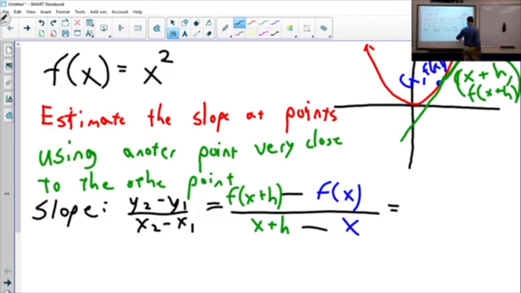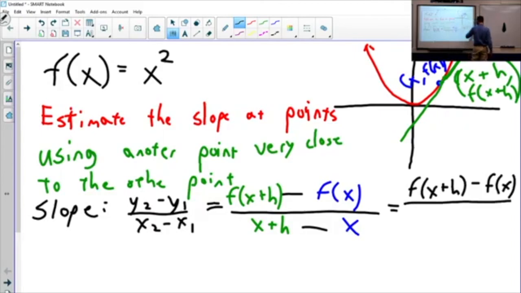This can actually simplify. F of x plus h minus f of x. But then x plus h minus x, the x's cancel, and we just have h on the bottom.